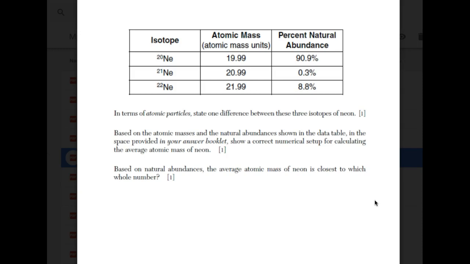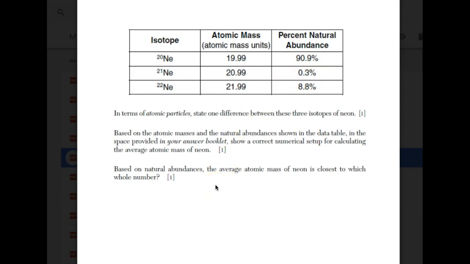All right, so in terms of atomic particles, state one difference: the same number of protons, a different number of neutrons. The atomic mass should be this value times the decimal percent here, or these two values multiplied by each other, plus these two values multiplied by each other, plus these two values multiplied by each other, all divided by 100. This sometimes confuses kids because when you move the decimal 2 times for a decimal percent, that sometimes trips kids up. So if you would prefer to do it as the fraction notation, that's cool too.